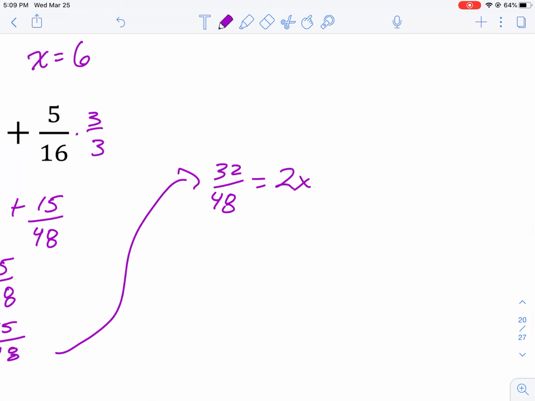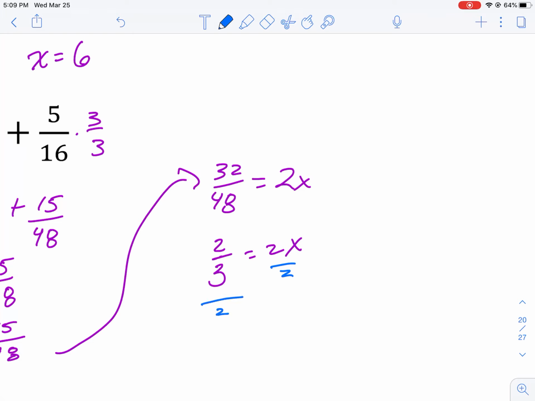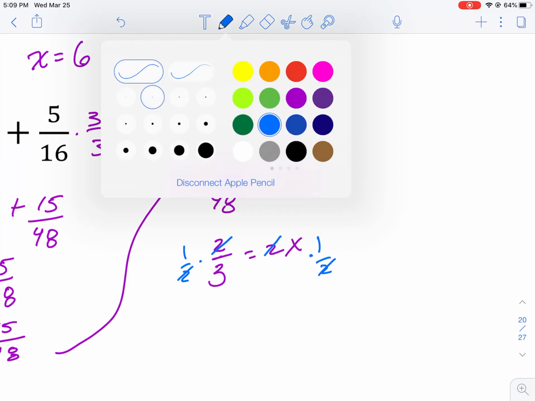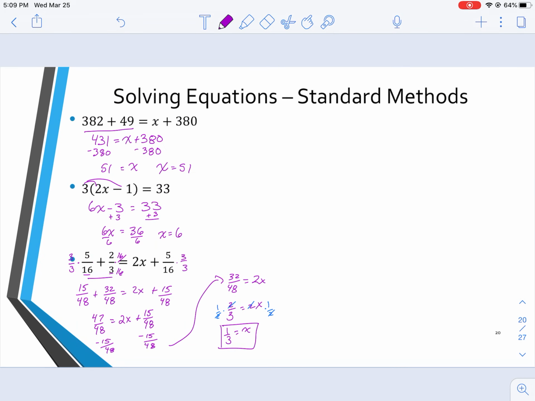You might see that these are both even. I can reduce them. In fact, we can reduce them both by 16. So if I divide top and bottom by 16, it gives me 2/3 equals 2x. You're probably used to dividing by 2 here, but dividing a fraction by 2 is kind of a pain. So instead of dividing by 2, let's actually multiply by 1/2, take both sides. And when we do that, we end up getting 1/3 for x. And that is solving with a standard technique.